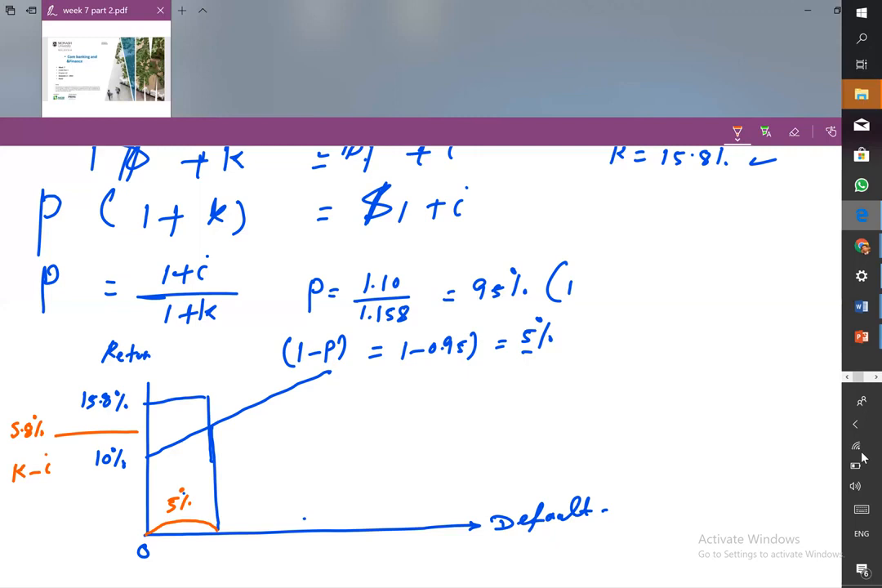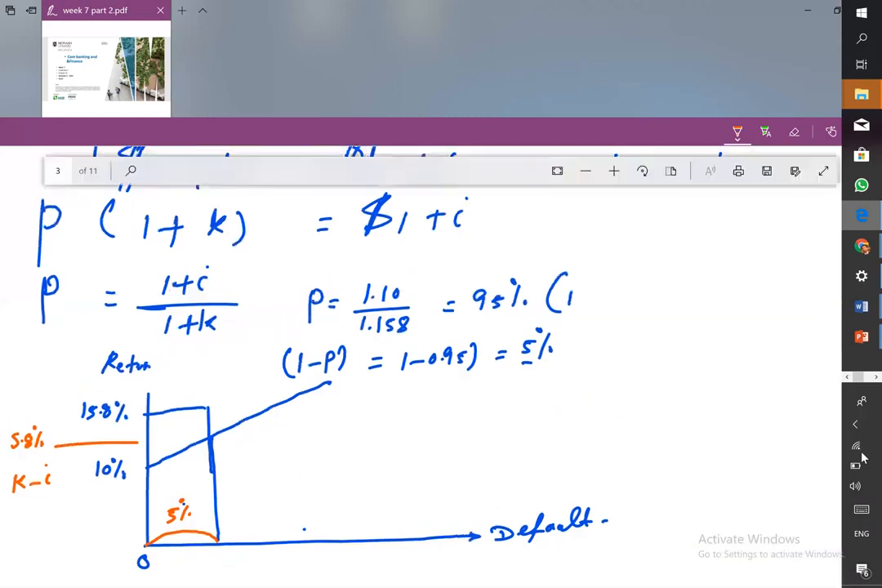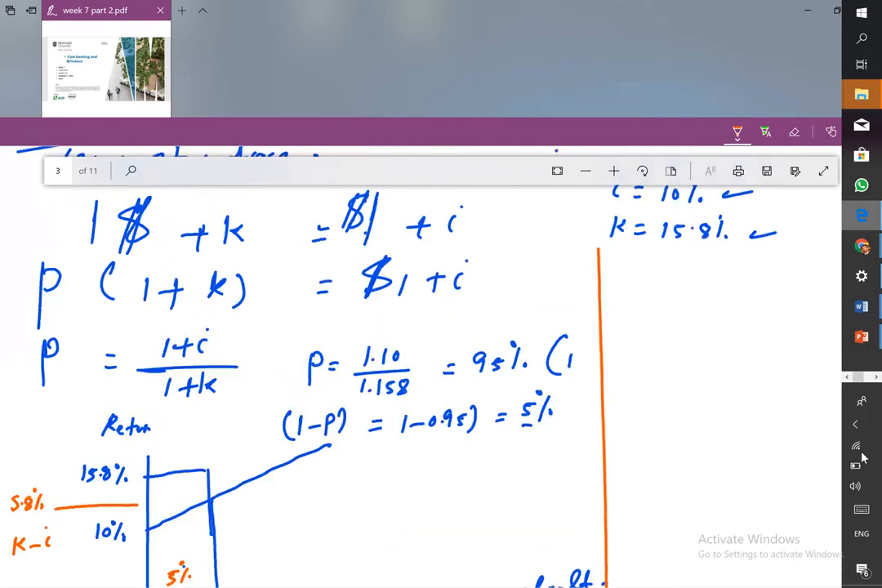Just one more thing now. There is something sometimes called collateral. Let's take the collateral and call it this.